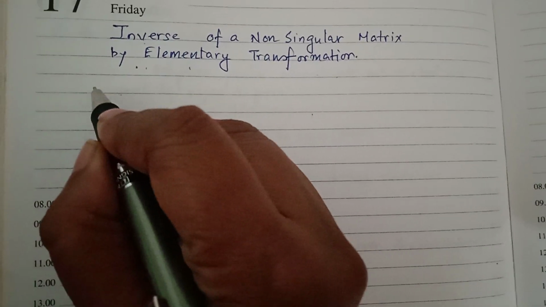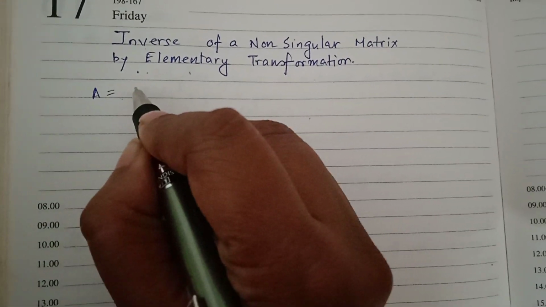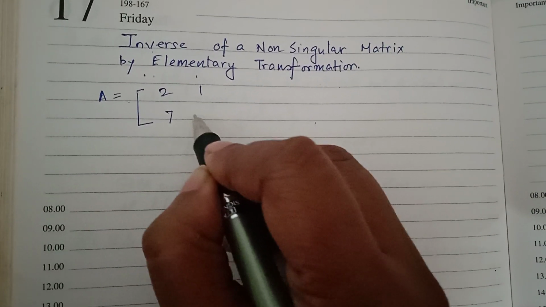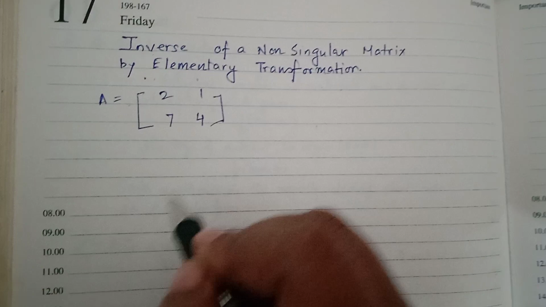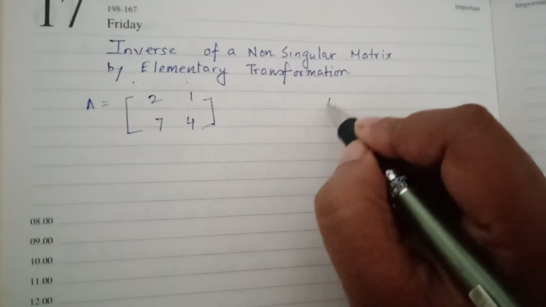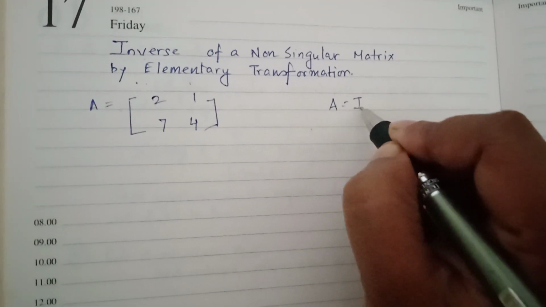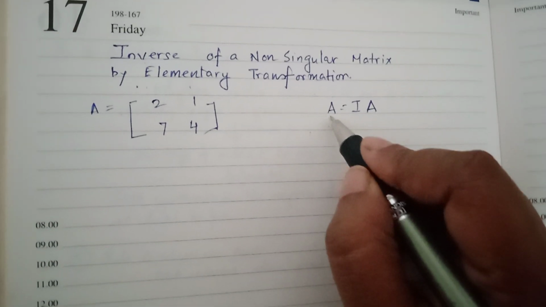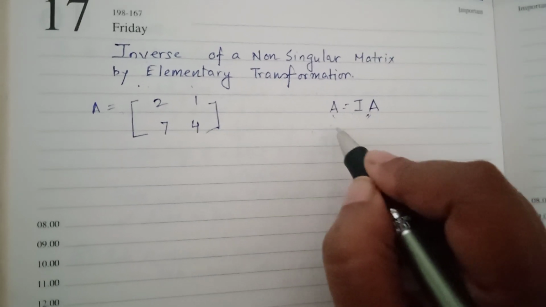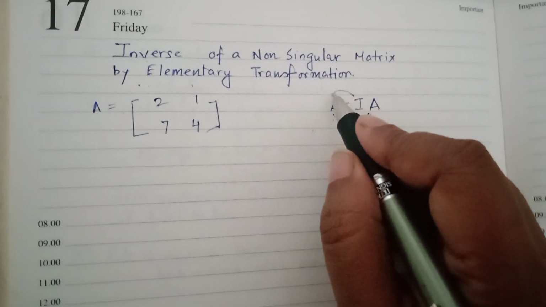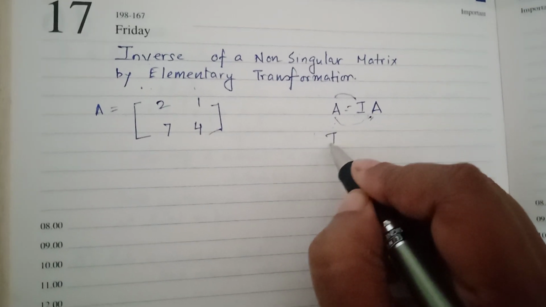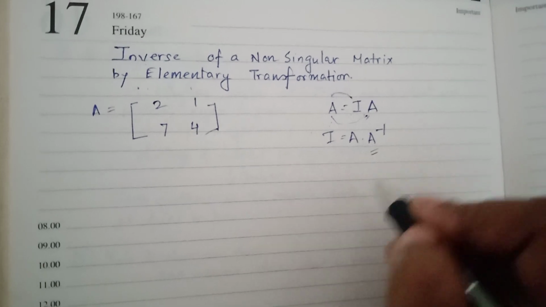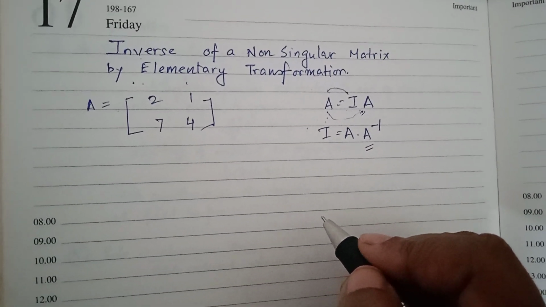Just take an example of a matrix A to be 2, 1, 7, 4. This is the matrix. So what happens? Matrix A, I write it as an identity matrix times A. Now when I change this matrix to I, I comes here, A moves here. So I is equal to A times A inverse. So whatever matrix I get here is A inverse.